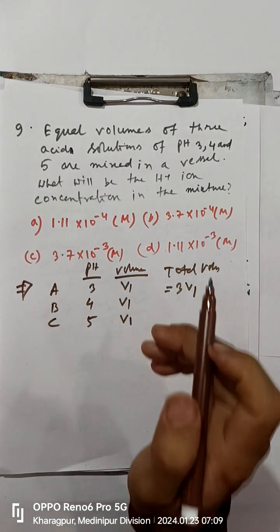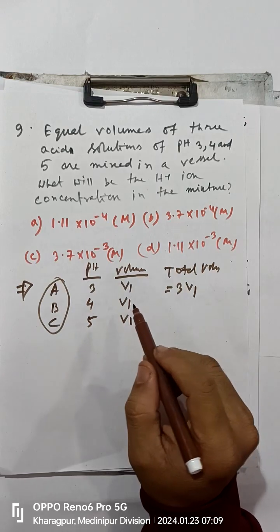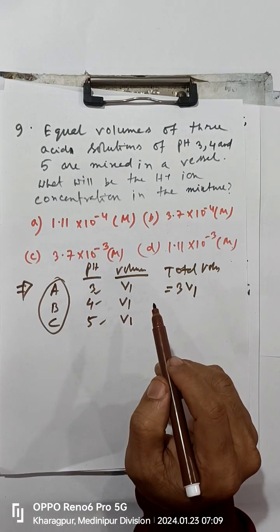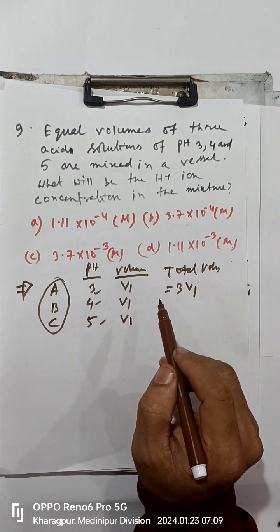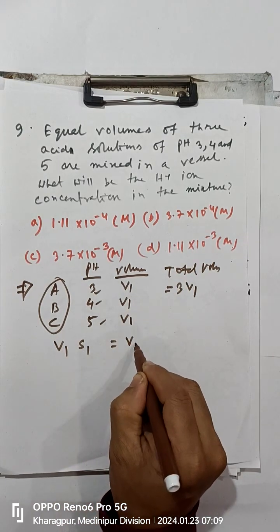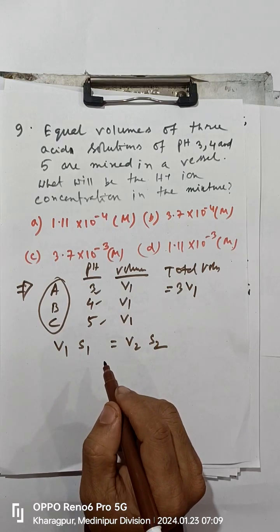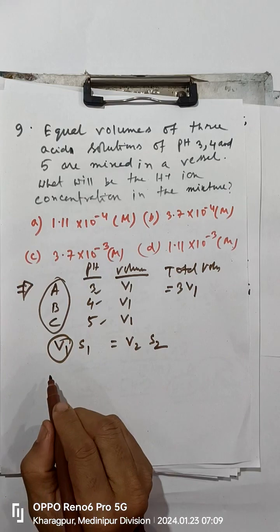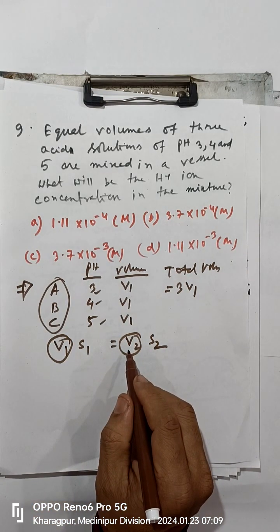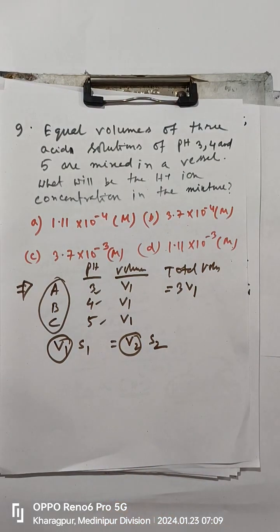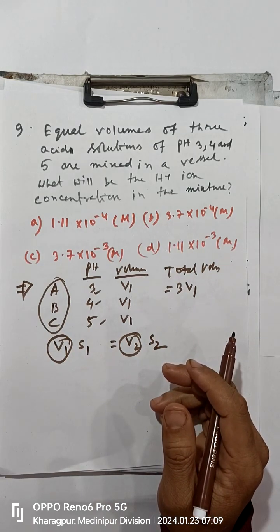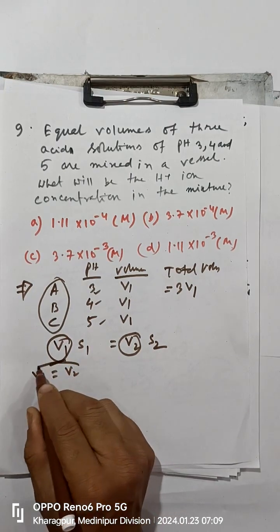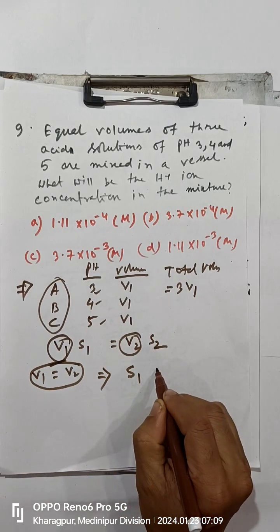Now we have to find out, when these acids A, B, C with pH 3, 4 and 5 are mixed, a resultant acidic mixture is formed, and what will be the pH of that mixture? So we have to apply the formula V1 S1 is equal to V2 S2. If we find the strength of H plus in the mixture, then it will be very easy for us to calculate the pH. Here the initial volume and final volume are the same, because the same volume of three acids are mixed. If A, B and C do not react or form any other compound, the volume remains fixed. So here V1 is equal to V2, so S1 is equal to S2.